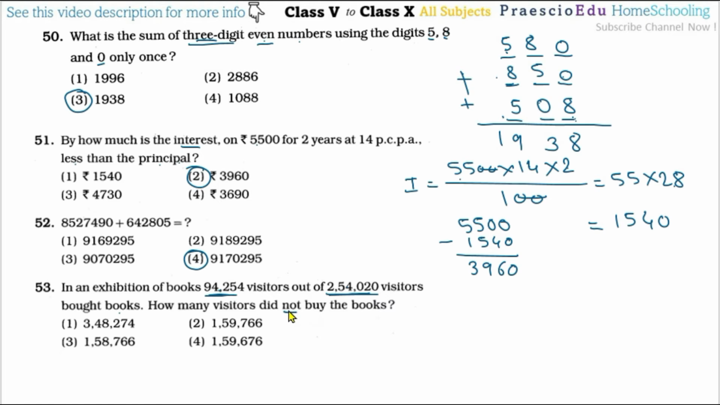So here you will get after the subtraction 1,59,766, which means option number 2 is the correct one.